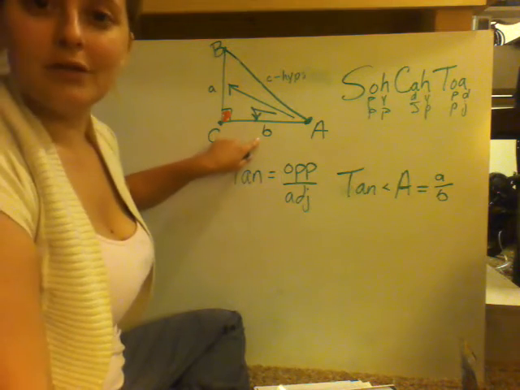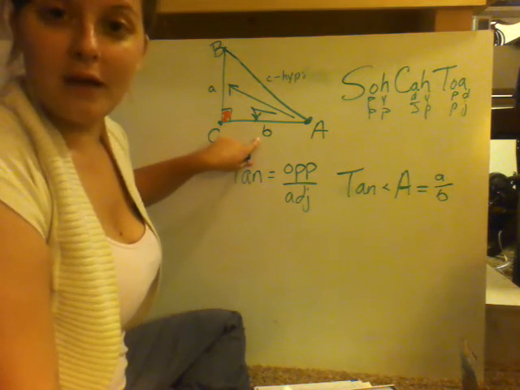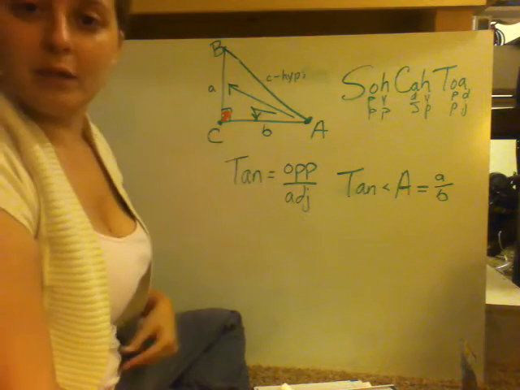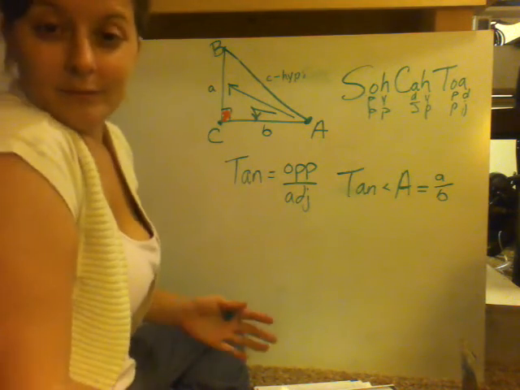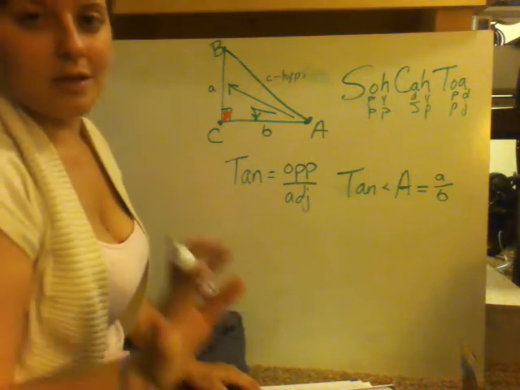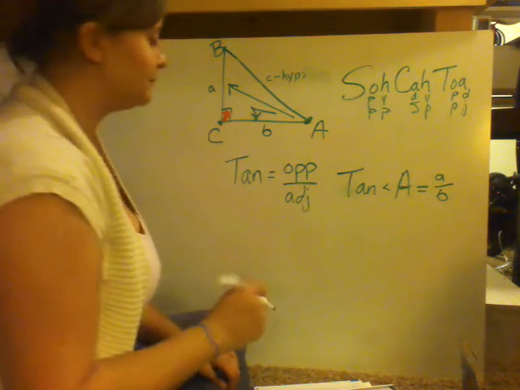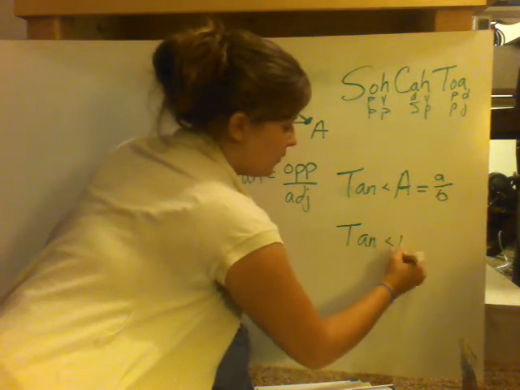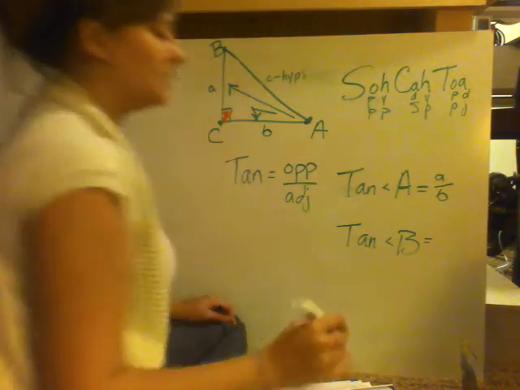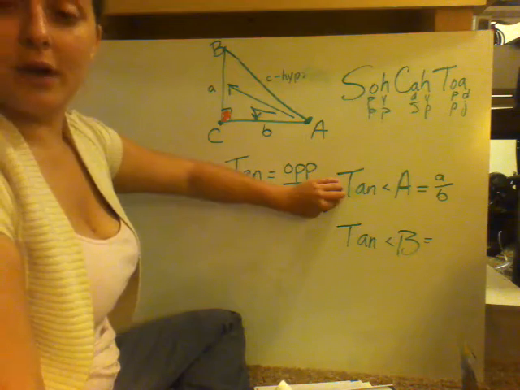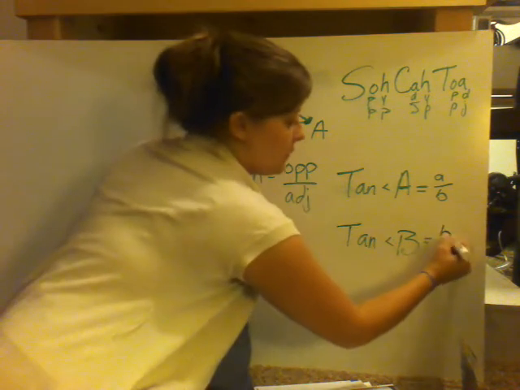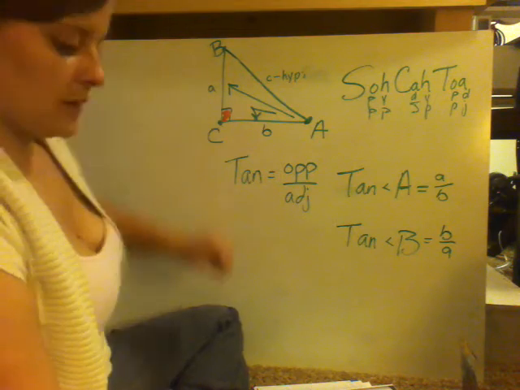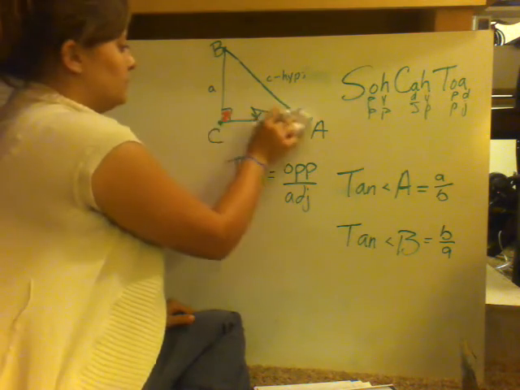And we're going to get into Greek letters like alpha, beta, and gamma, and you'll see that sometimes it makes it a little bit easier, maybe, but that's the law of sines and law of cosines, so we're not into that yet, so we don't have to worry about it right now. But my tangent for angle B is literally going to be the opposite of tangent for angle A. So B over A.